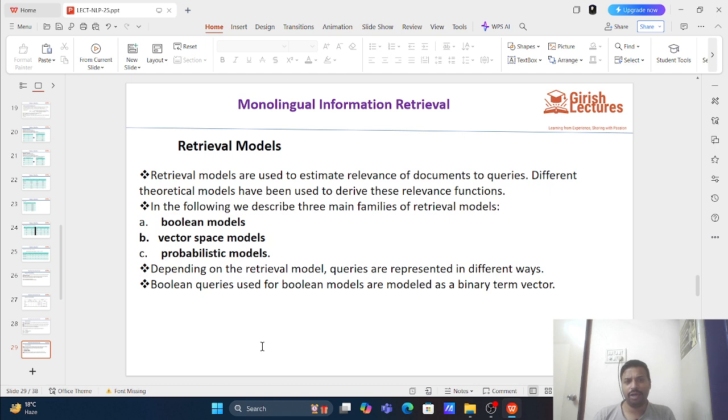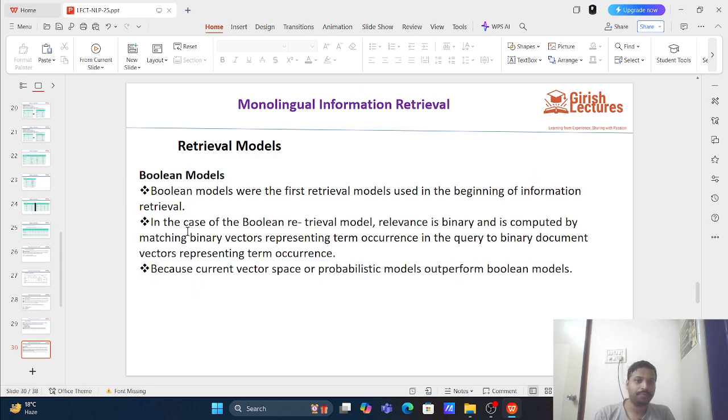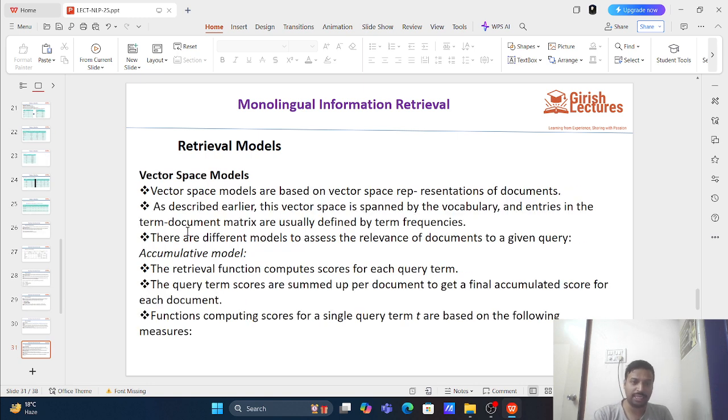So there are different retrieval models, as we have discussed: Boolean models, vector space models, and also probabilistic models. We have seen these two, especially the Boolean model and the vector space model, with the bag of words model and the term frequency and IDF model. We will check in detail how the Boolean retrieval model matches binary vectors, and how the vector space or probabilistic models might outperform Boolean models as well.